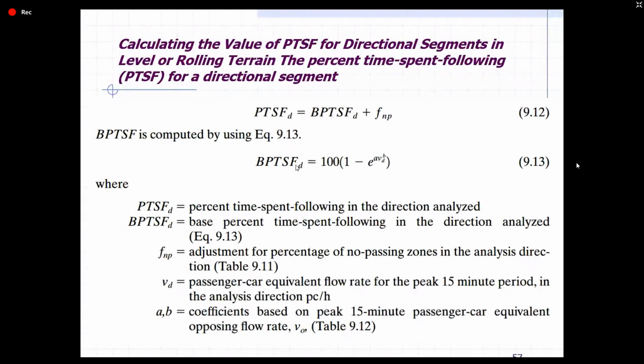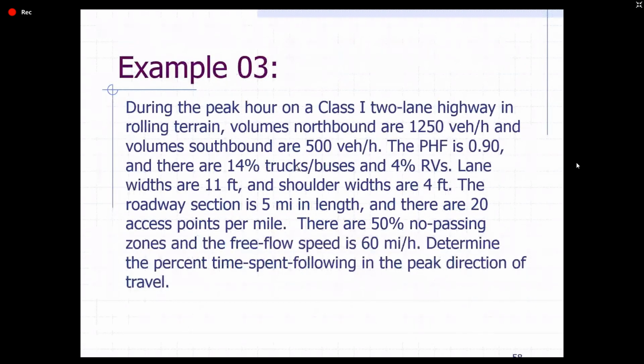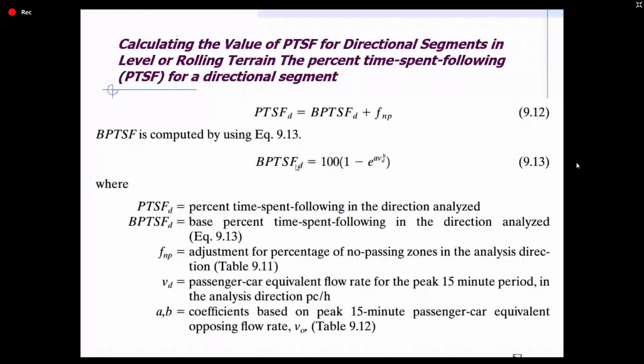Okay, so tingnan nyo lang in your FNP, A and B, na natin mag-interpolate sa values na ito. Your 100 will indicate magiging percent yung sagot natin. Okay? So, let's try this one. Dalawa lang yung formula natin, but do not forget yung mga previous formulas natin. Like, for example, your formula for your heavy vehicle, pare-pareho yun. And then, your formula for your V sub D or your passenger car equivalent.